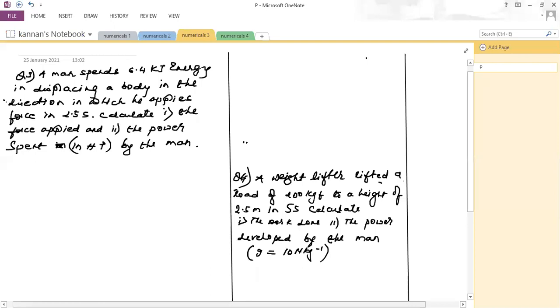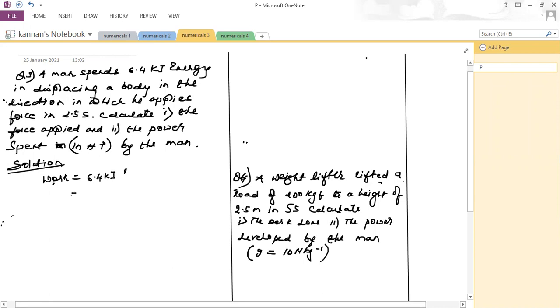A man spends 6.4 kilojoules energy. Okay. We come to this question. Please have a look here. A man spends 6.4 kilojoules of energy in displacing the body in the direction in which he applies force in 2.5 seconds. That means a man spends 6.4 kilojoules energy. That means he has work done. How much work has he done? He has done a work equal to, children, 6.4 kilojoules.